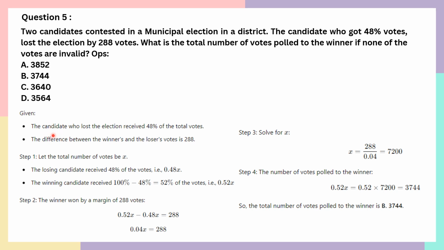So in the question it is given that the candidate who lost the election received 48% of the total votes, and the difference between the winner's and the loser's votes is 288. So let the total number of votes be x. The losing candidate received 48% of the votes, that is 0.48 into x, where x is the total number of votes. The winning candidate received 100% minus 48%, which is 52% of the votes, that is 0.52x, where x is the total number of votes.